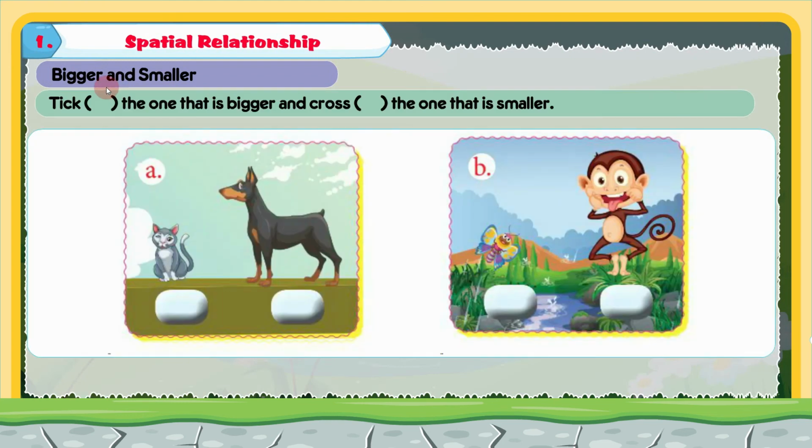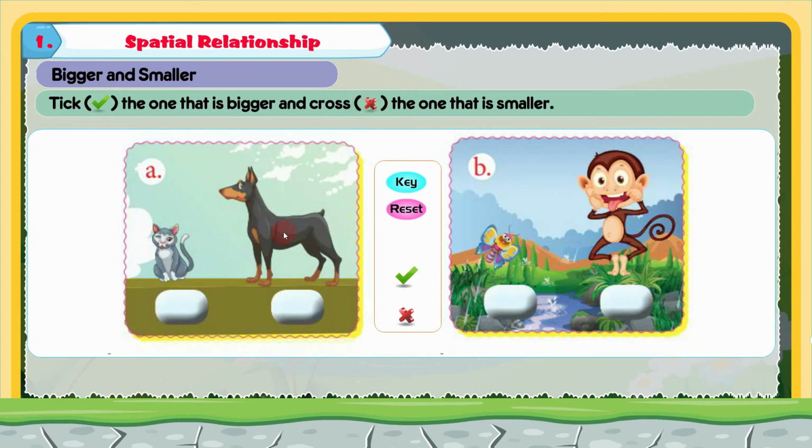The next section here is bigger and smaller. Big and small. Bigger and smaller. Pick the one that is bigger and cross the one that is smaller. So here we have two pictures, A and B. In the A picture we have a cat and we have a dog. If you see these two animals, one is big and one is small. So we have to pick the bigger one and cross the smaller one.